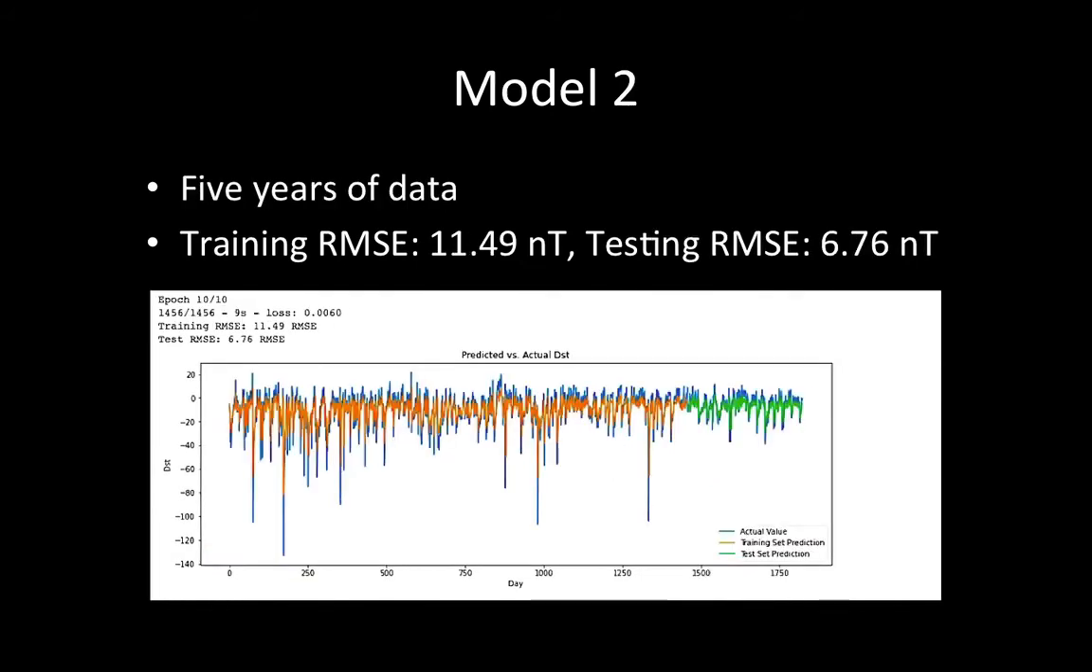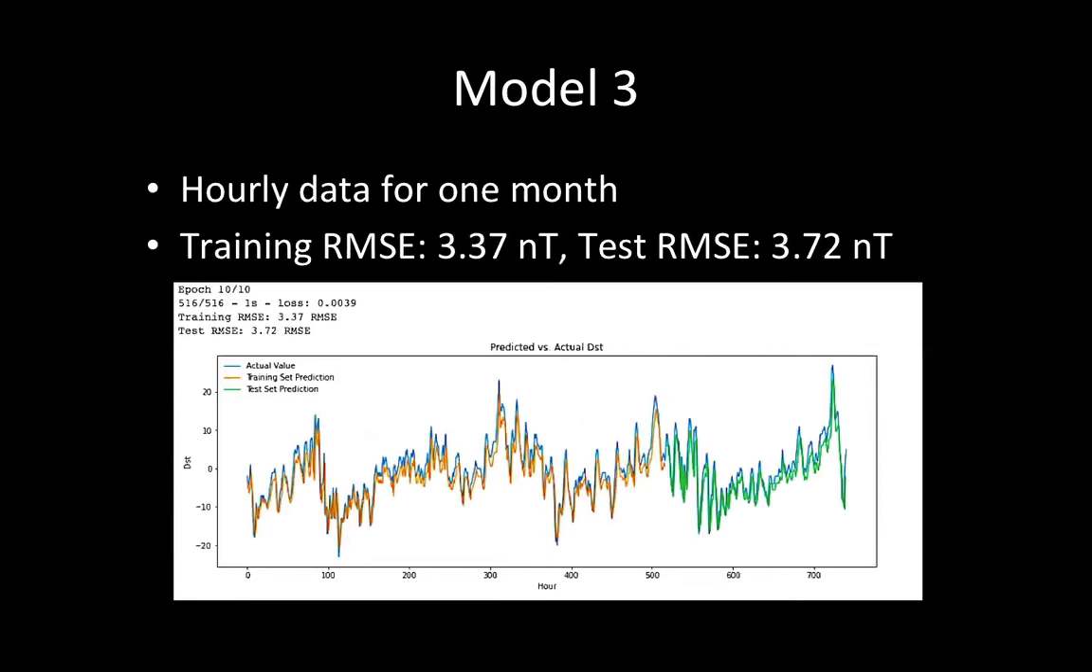For Model 2, instead of 1 year of daily average DST data, I used 5 years. This cut the testing root mean square error by about 50%, so more data is definitely useful, but you can still see the problem that it has with underestimating the full intensity of the storms. For Models 1 and 2, I used daily average DST, but I began to wonder how the model would work with hourly average DST data instead.